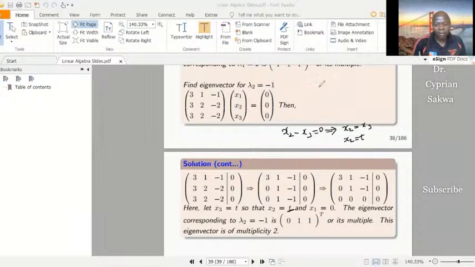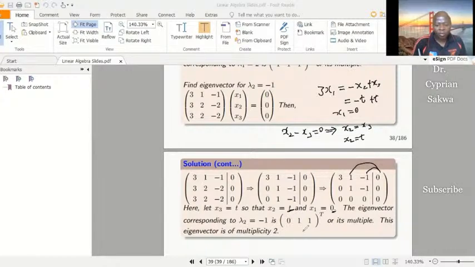So 3x1 will be the same as negative x2 plus x3, when I take this to the other side of the equal sign. But what is this? x2 is t, so negative t, and this is t. That means that x1 therefore is 0. That's why you see this. So the eigenvector corresponding to this eigenvalue will be 0, 1, 1.